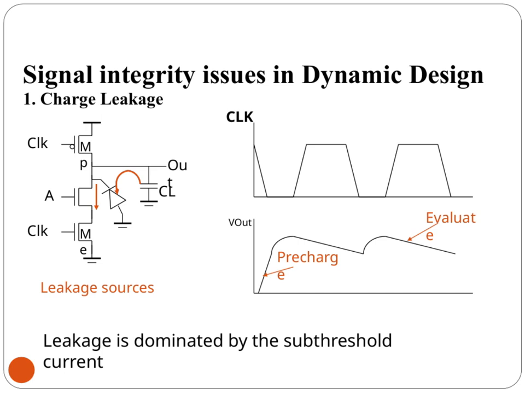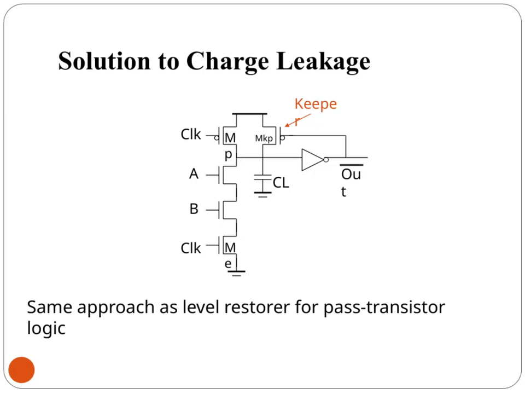Additionally, various leakage sources, like transistor junction leakage and gate oxide leakage, contribute to this problem, but subthreshold leakage is often the dominant factor. This means managing leakage current is essential for maintaining signal integrity and ensuring reliable operation in dynamic circuits. Here, we focus on the solution to charge leakage in circuits.